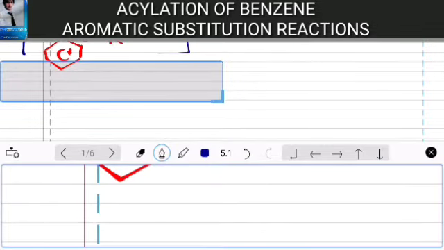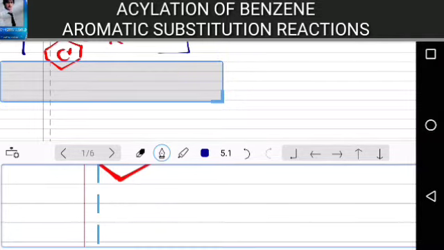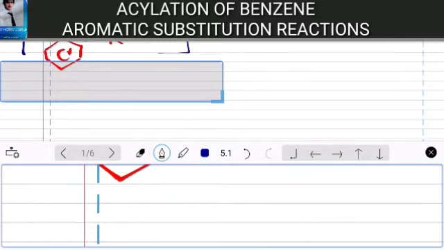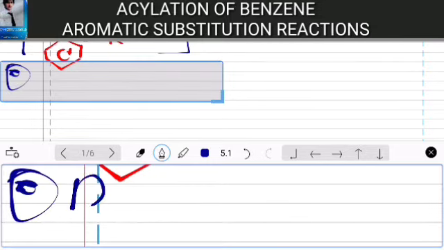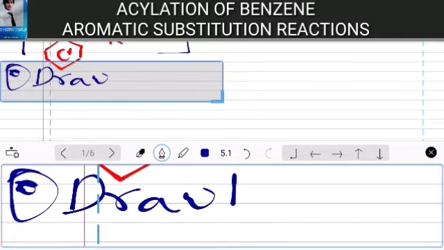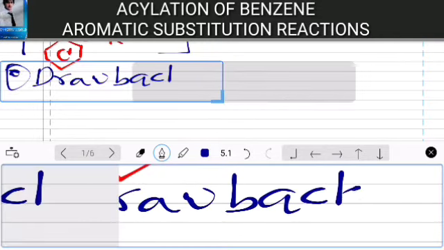So there is no polyacylation in acylation, as there is polyalkylation in alkylation. But there is one drawback, which is carbonylation.